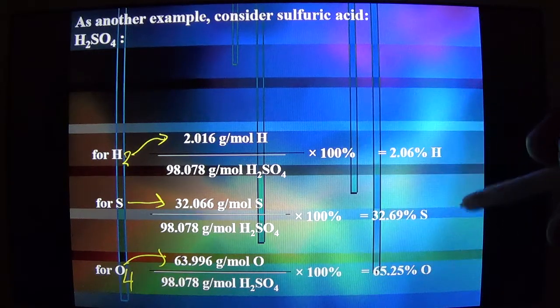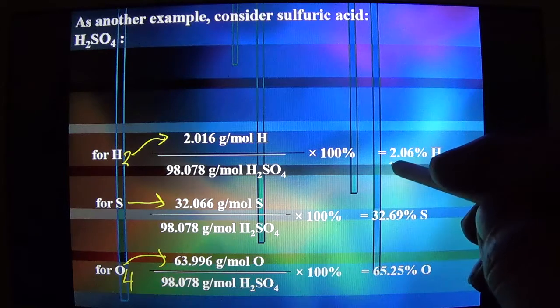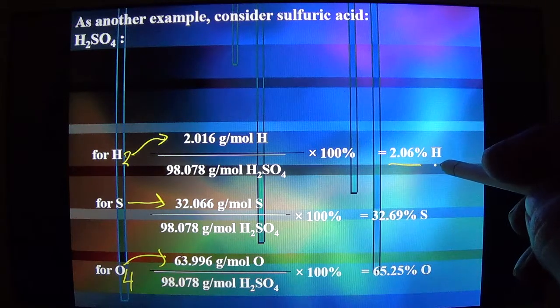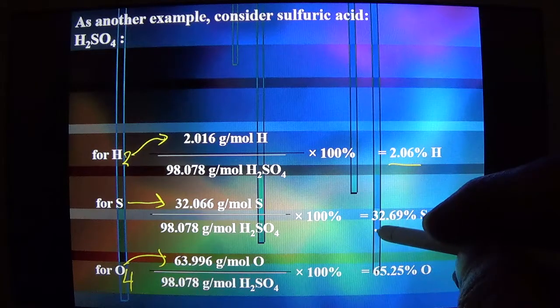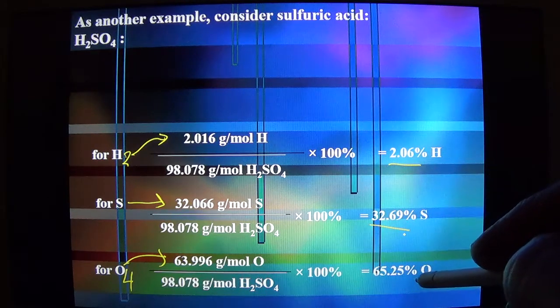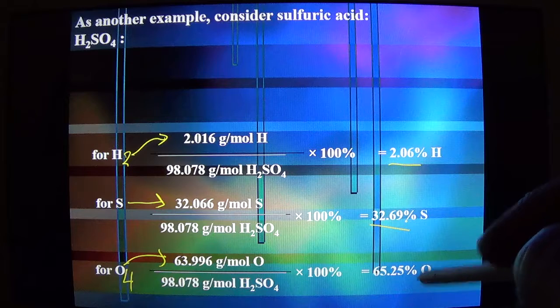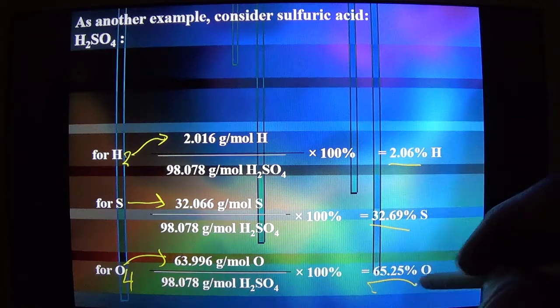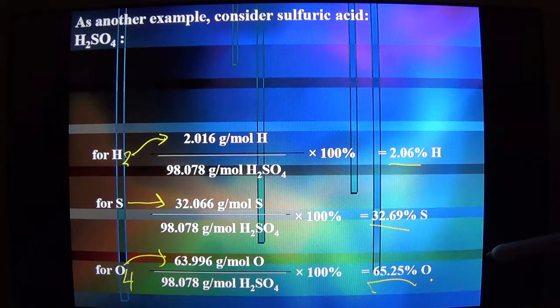The percent sign is your label, and I have about 2% hydrogen, which is not unusual since it's so small. Sulfur is 32.69%. Sulfur is twice as heavy as oxygen, but we have 4 times as many oxygens in the compound as sulfur, so no surprise oxygen gets the biggest percentage, 65.25%.